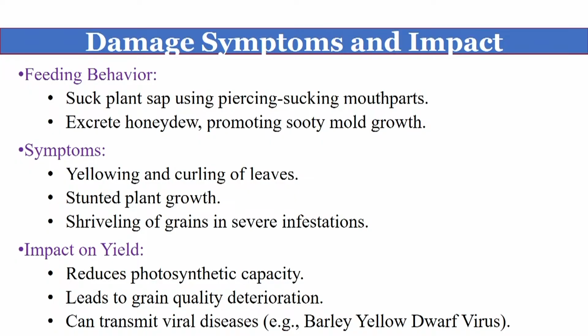From a damage point of view, it sucks the plant sap using piercing and sucking type mouth parts, and excretes honeydew, which promotes sooty mold growth also. From the symptom point of view, you can see yellowing and curling of the leaves as well as stunted plant growth and shriveling of the grains at severe infection. And the overall impact is the reduction of photosynthesis capacity, which leads to grain quality deterioration, and it can transmit viral infection also.